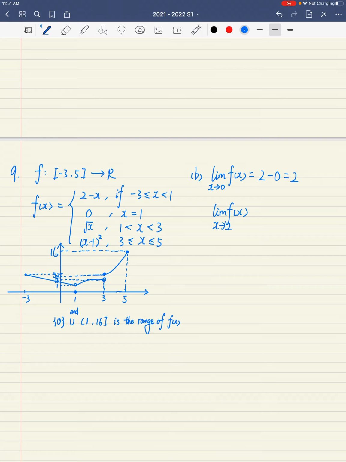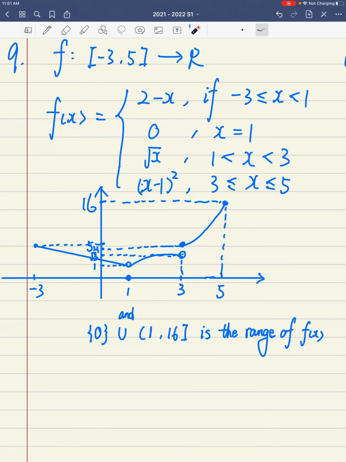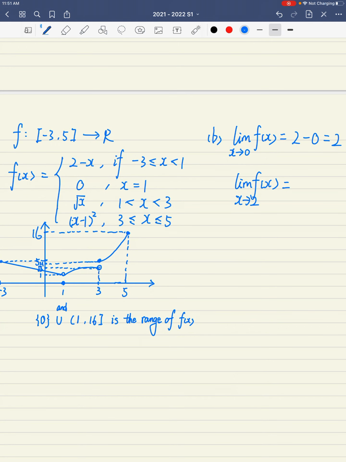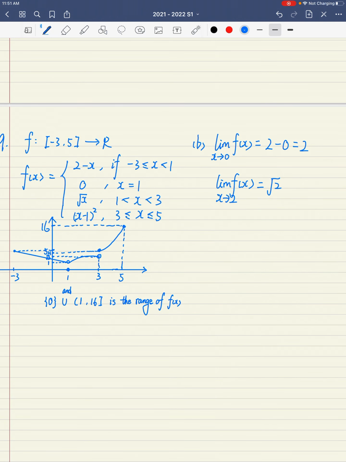When x is approaching 2, the function is approaching this point from both sides. So that's why we can also do the simple substitution. When x is 2, x is between 1 and 3, so we use this function f(x). It's the square root of 2.